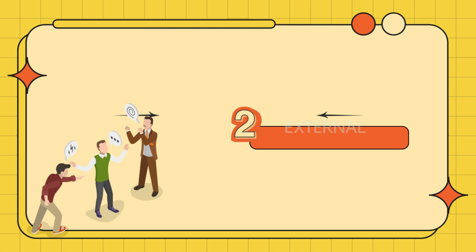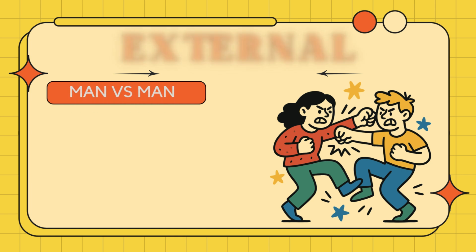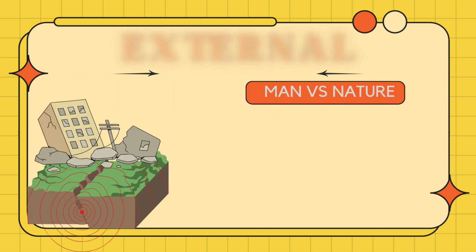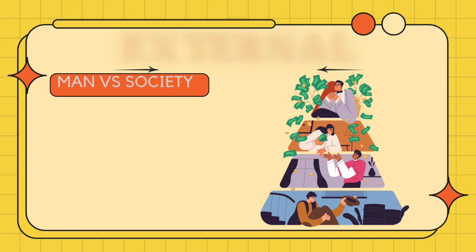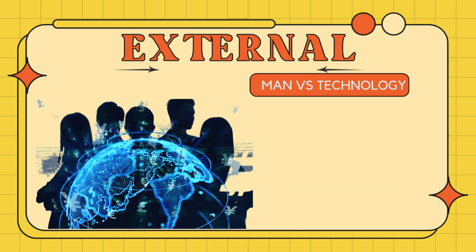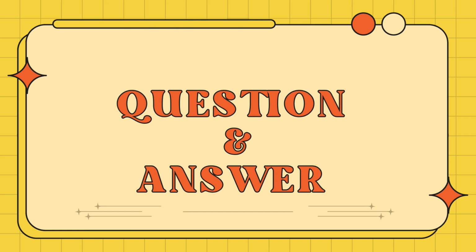It has four types: man versus man, man versus nature, man versus society, and man versus technology. So, do you have any questions?